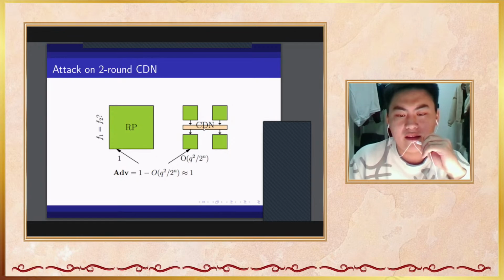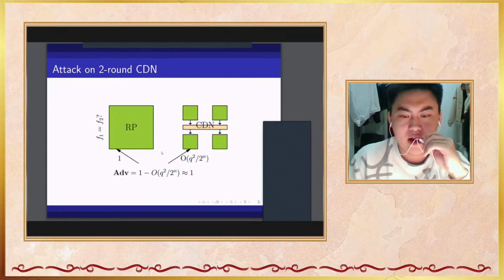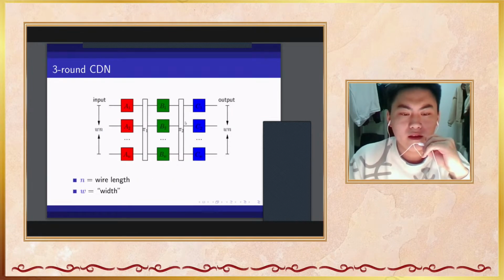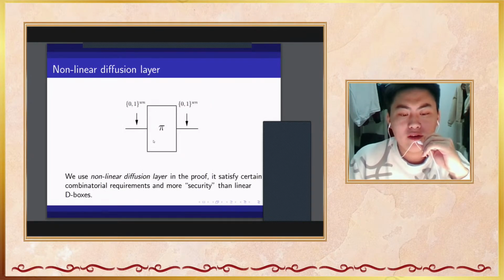On the other hand, if P is a random permutation, the probability that the distinguisher outputs 1 is just Q squared divided by 2 to the power n, within Q queries. So the distinguisher advantage is thus 1. The attack works. Next, we show our 3-round CDN construction with input and output both being WN bits. Each Xbox is an n-bit permutation. We call n the wire length and W the width of the CDN. We use a nonlinear diffusion layer in the proof of the 3-round CDN.